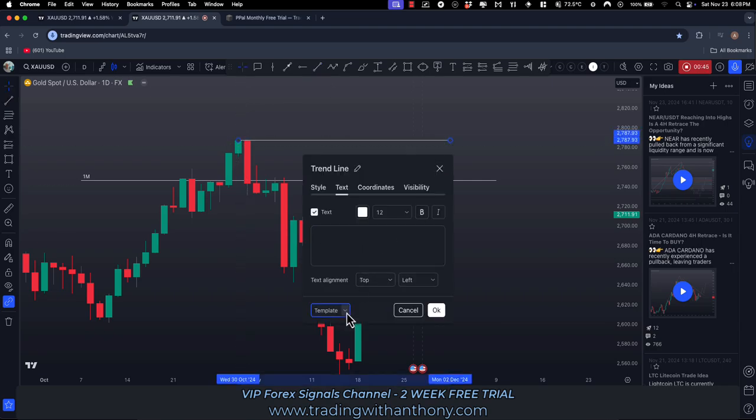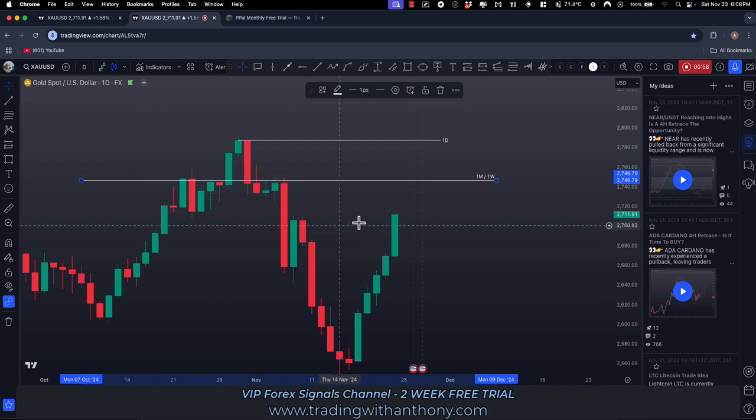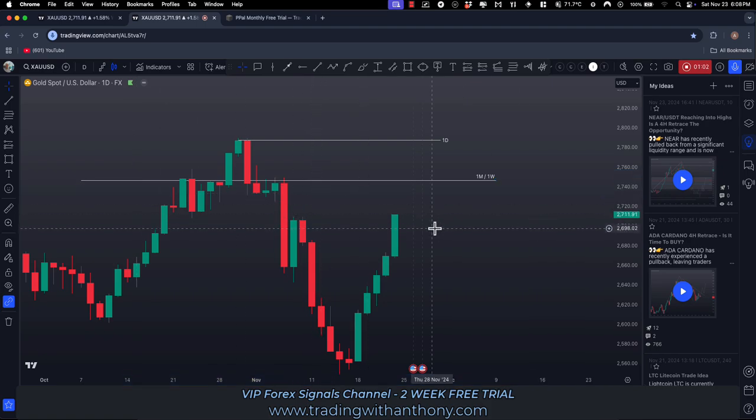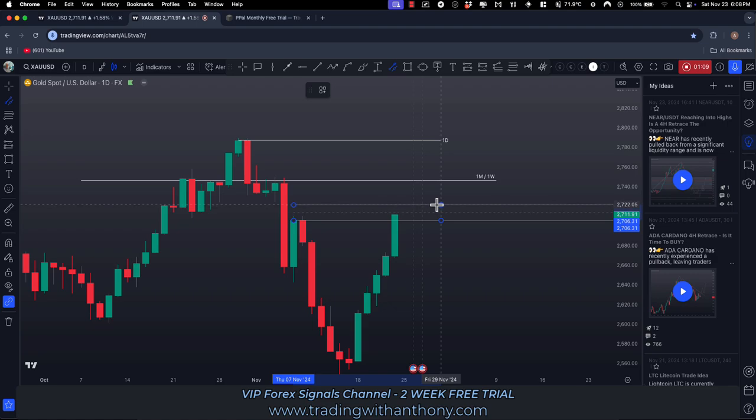So let's just mark that as a daily, 1D. This one here is a monthly and a weekly. All right, so we understand what these levels are. And there's a couple of things about this that's important. First of all, we have these highs on the daily time frame that this has traded into.